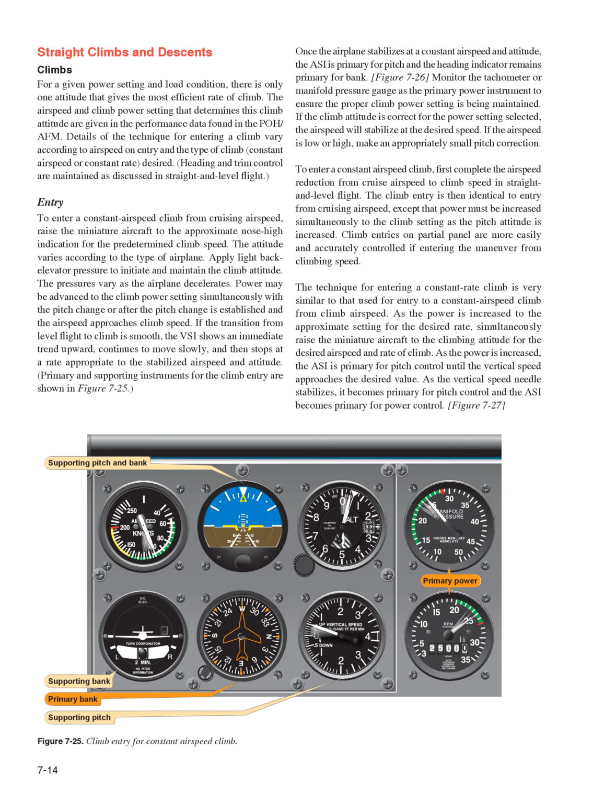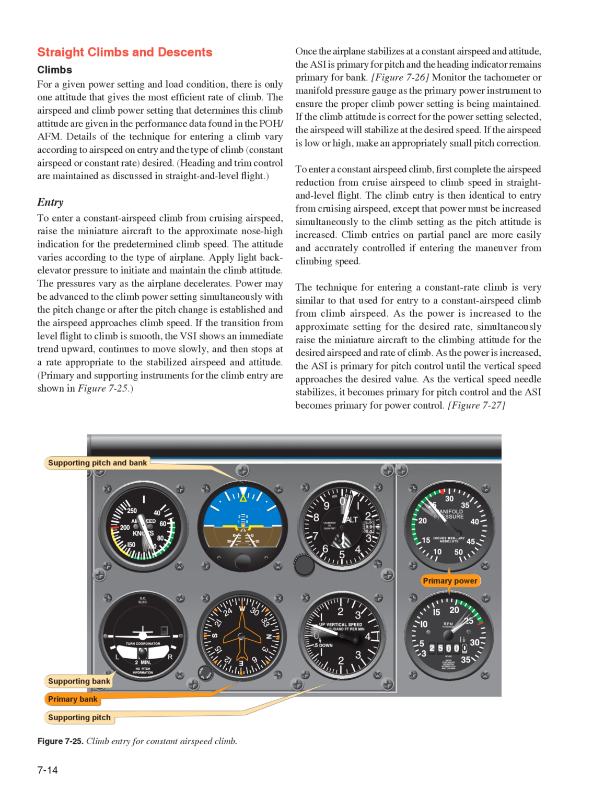If the climb attitude is correct for the power setting selected, the airspeed will stabilize at the desired speed. If the airspeed is low or high, make an appropriately small pitch correction. To enter a constant airspeed climb, first complete the airspeed reduction from cruise airspeed to climb speed in straight and level flight. The climb entry is then identical to entry from cruising airspeed, except that power must be increased simultaneously to the climb setting as the pitch attitude is increased.